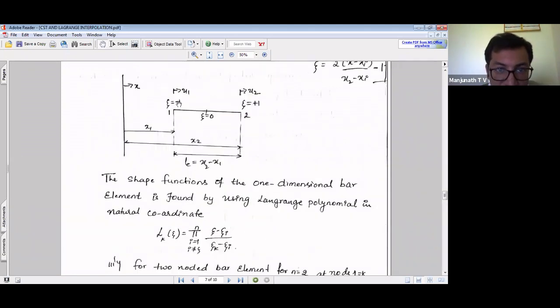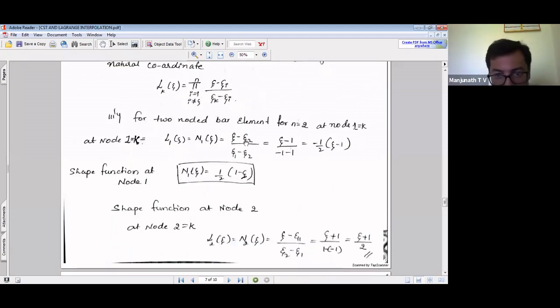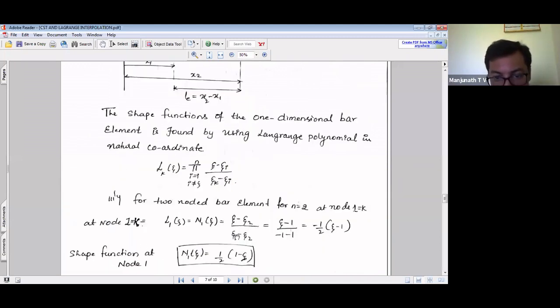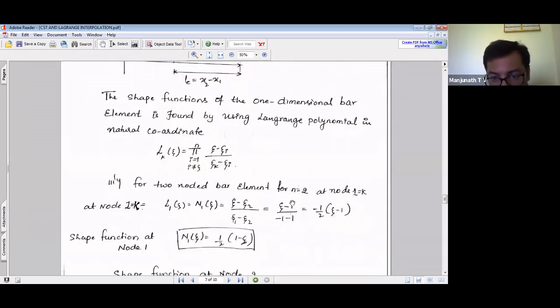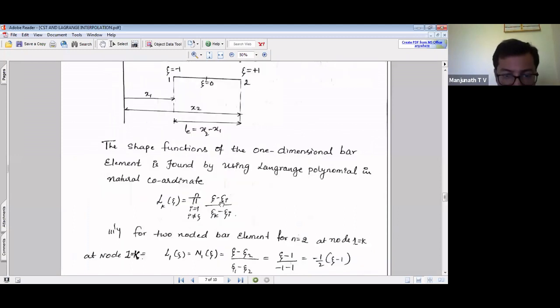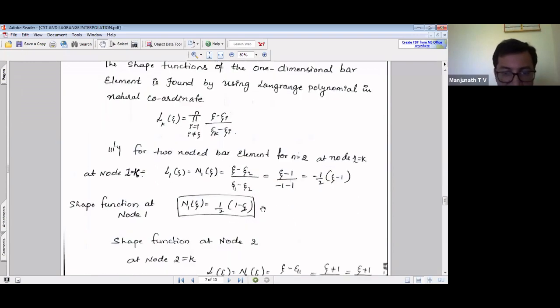Now see here, zeta 1 is -1, and zeta 2 at node number 2 is +1. So just write 1 here, similarly 1 here. Then zeta 1 is -1, so write -1 here. As you simplify it, -1 becomes -2; rewrite it to get plus. So this gives the shape function at node number 1. The same shape function we have got in the natural coordinate system, as we derived. By using Lagrange's formula also, we have got the same equation. That should be the same.